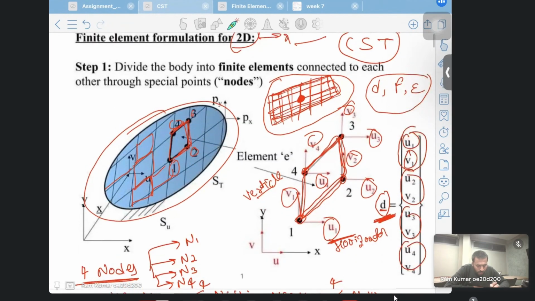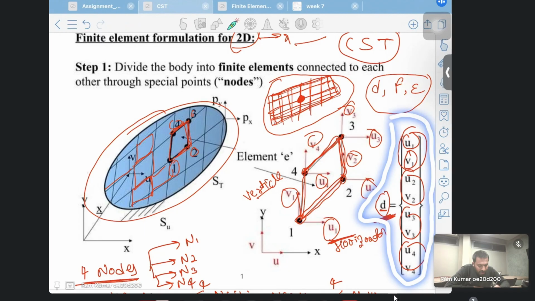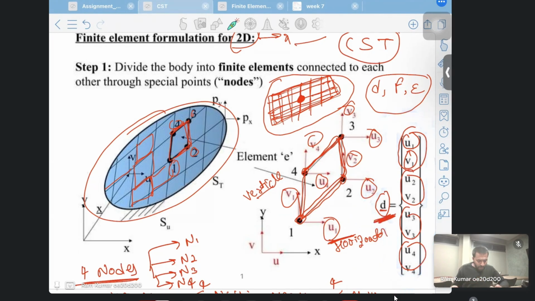Now, what is this? This is the displacement of this element in terms of a vector. Normally in FEM, we write most things in vector form, because it is easy to handle and easy to understand. So D equals U1, V1 for the displacement of node 1, U2, V2 for node 2, and similarly for node 3 and node 4.